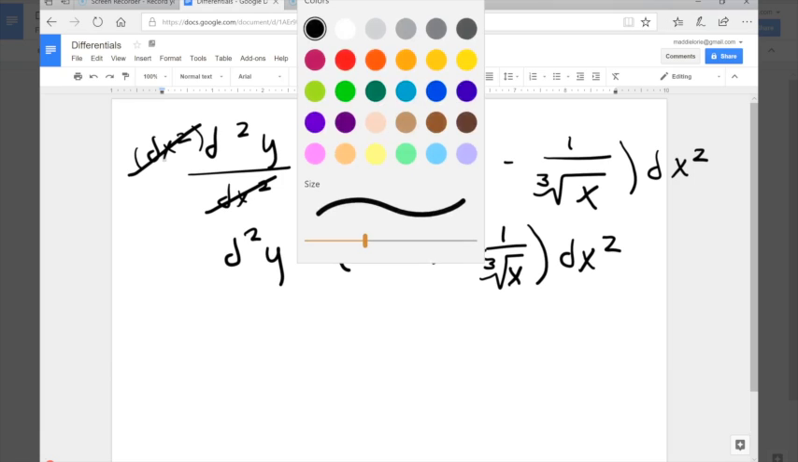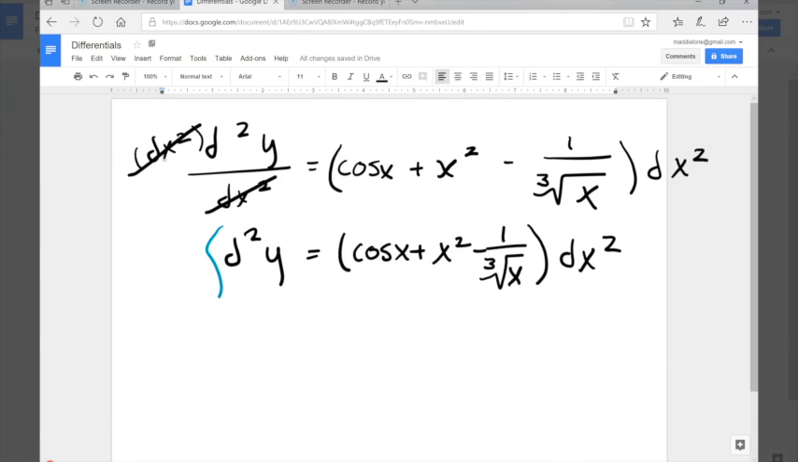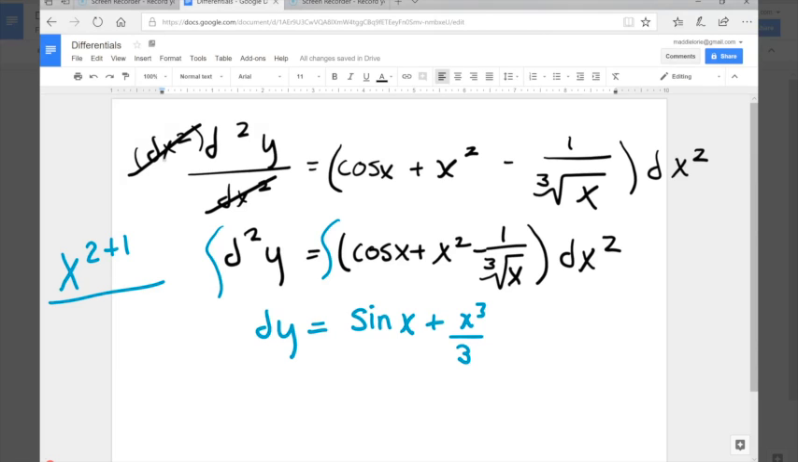And I'm going to take the integral, and I get dy equals the antiderivative of cosine x, which is sine x. The antiderivative of x squared is x cubed over 3. If you don't remember how to figure that out, it's always n, or the power, plus 1, divided by n plus 1. So that's x cubed over 3.